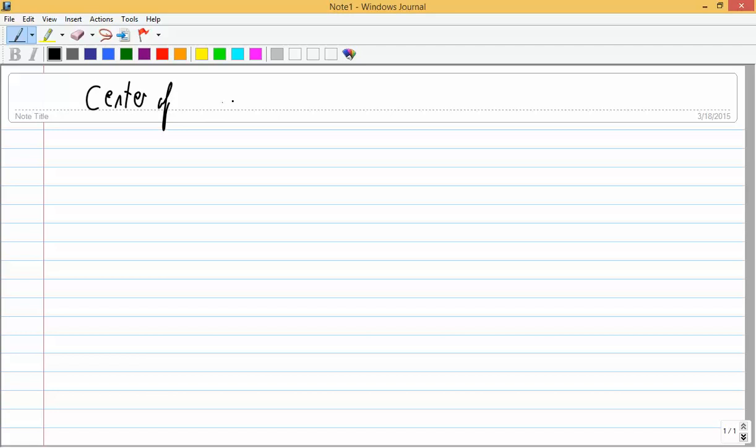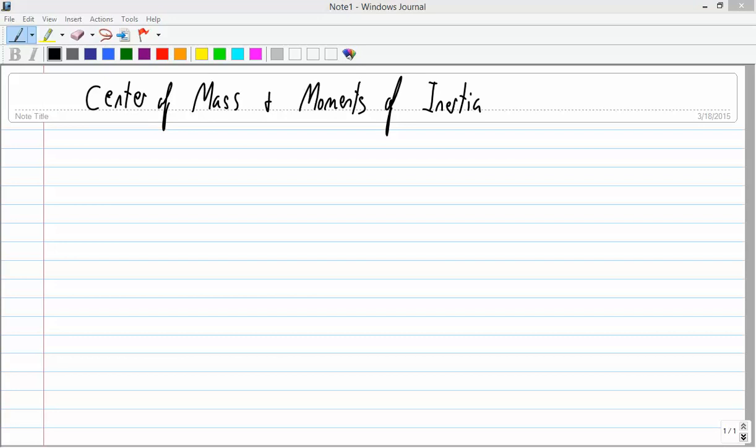Lots of formulas that you're going to need to write down for your formula sheet. All right, so to be able to do center of mass and moments of inertia, we have to be able to define the mass of a planar lamina of variable density.